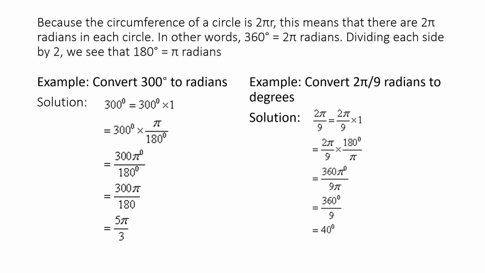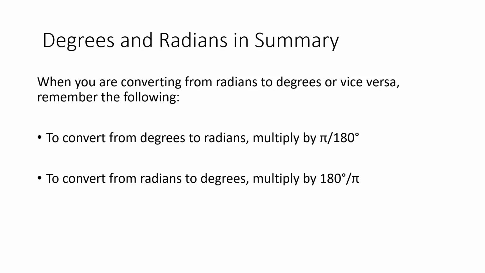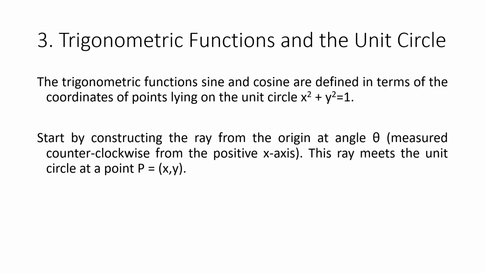2 pi over 9 radians is equal to 40 degrees because we multiply 2 pi over 9 by 1. But in this case, we let 1 be 180 degrees over pi. And when we do that, we get 360 pi degrees over 9 pi. The pi's cancel out, and we get 360 degrees over 9, or in other words, 40 degrees. So a short little thing to remember is that when you convert from degrees to radians, multiply by pi over 180 degrees. But to convert from radians to degrees, multiply by 180 degrees over pi.